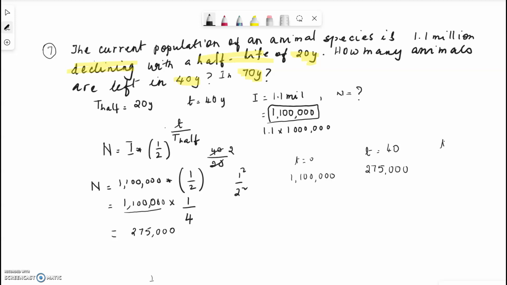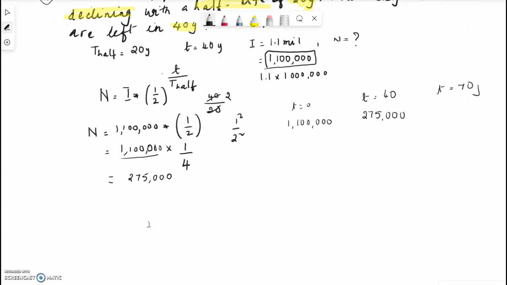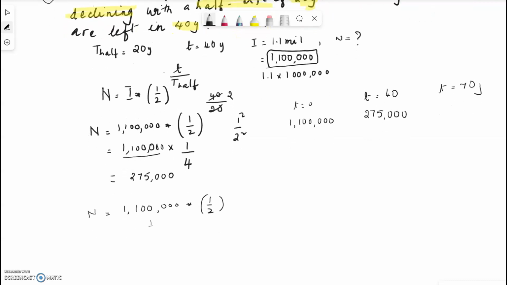Now we're going to figure out what happens in t equals 70 years. It's going to be even less. It's an exponential decrease or decline. So we do the exact same thing, plug in the numbers. N equals 1.1 million times half to the power of, and how many years? 70 years, divided by t half, which is 20. So this is equal to 1.1 million.